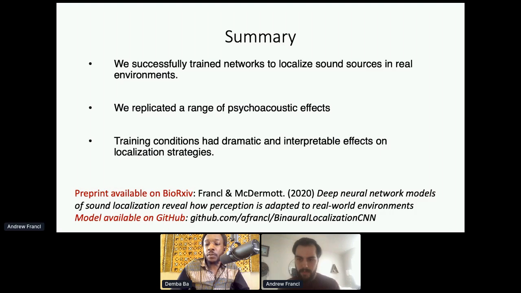Thanks, Andrew. Ramon Nogueira asks, similarly to convolutions being a key element of neural nets for vision, have you identified the most important structural elements of your architecture? So we haven't looked at this in particular detail. The way we decided on these architectures was we performed a really large random architecture search and then picked the ones that performed best on the natural environment task.